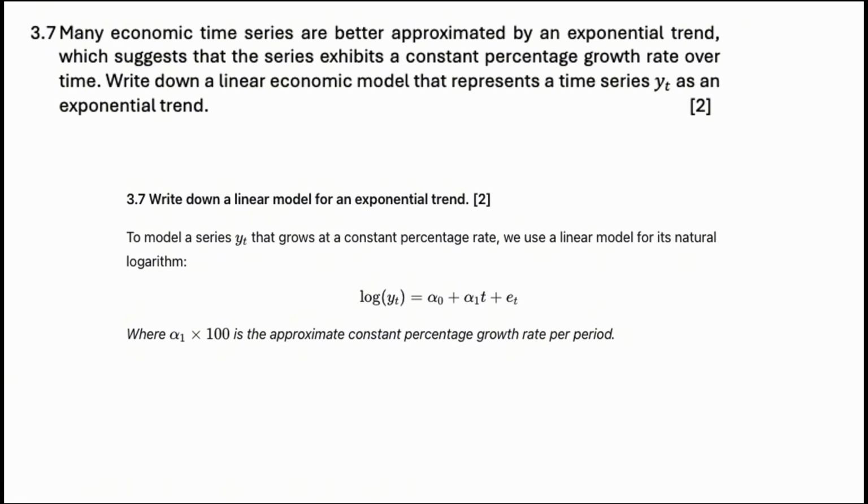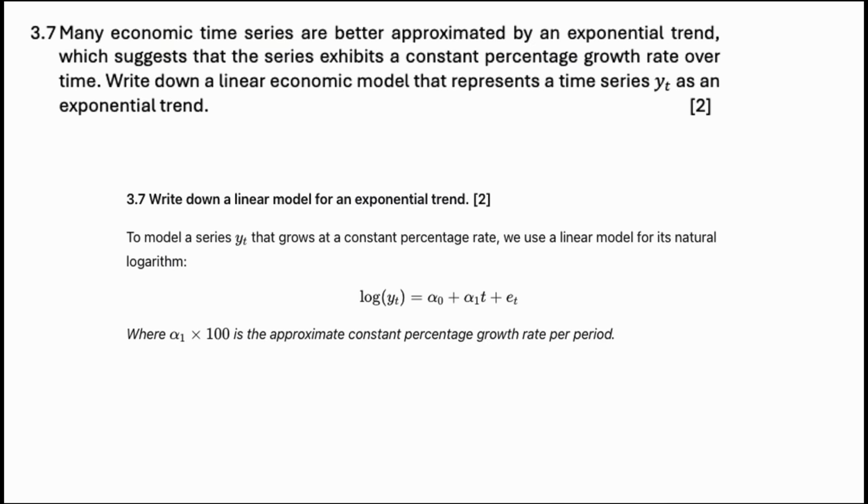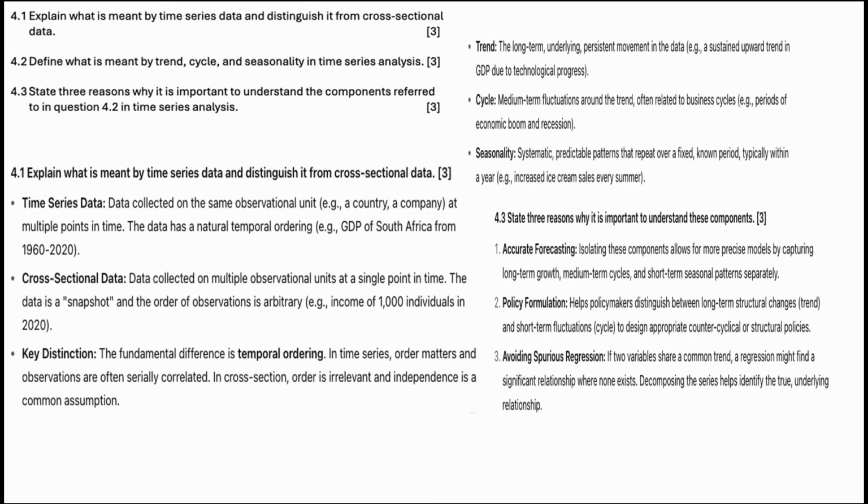Many economic time series are better approximated by an exponential trend. Write down a linear economic model that represents a time series y_t as an exponential trend. So all we need to do is use the natural log: ln(y_t) equals alpha 0 plus alpha 1 times t plus error u_t, where alpha 1 times 100 is the approximate constant percentage growth rate per period. And there we go, guys. We are done with all of this stuff.